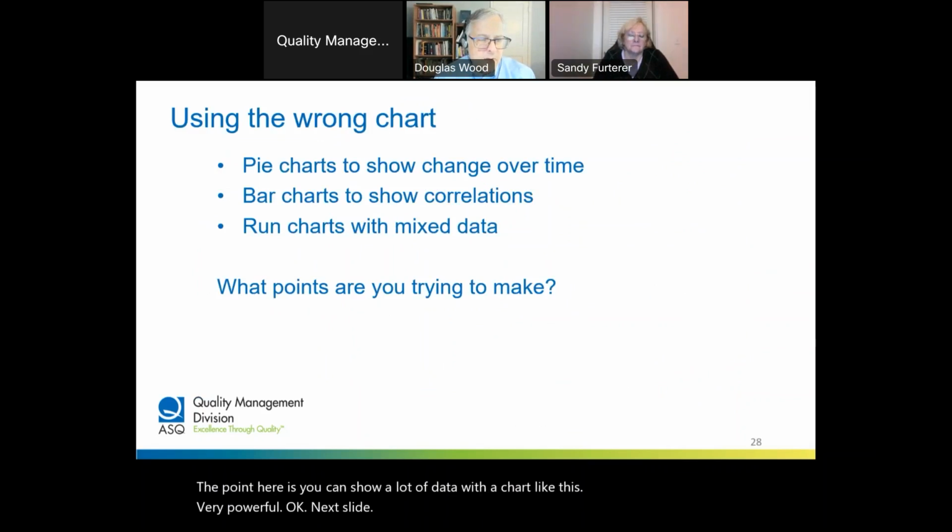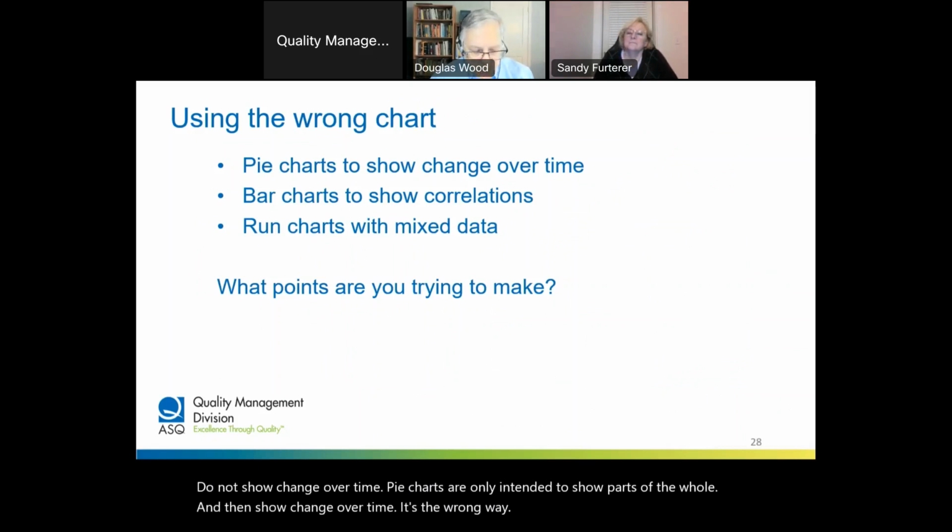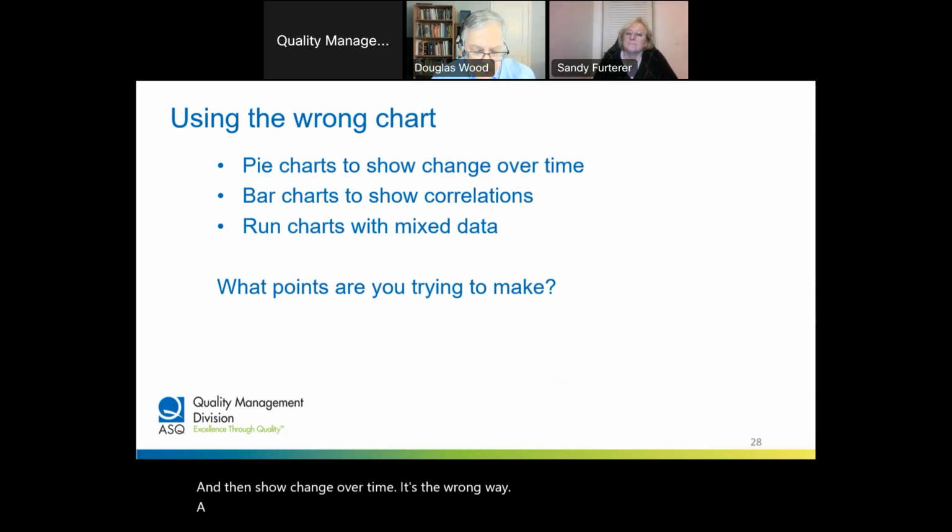So just remember, pie charts do not show change over time. Pie charts are only intended to show parts of the whole. Using them to show change over time is the wrong way. A bar chart allows comparisons of size when next to each other. How one value drives the other values is not visible. So bar charts are hard to see correlations.